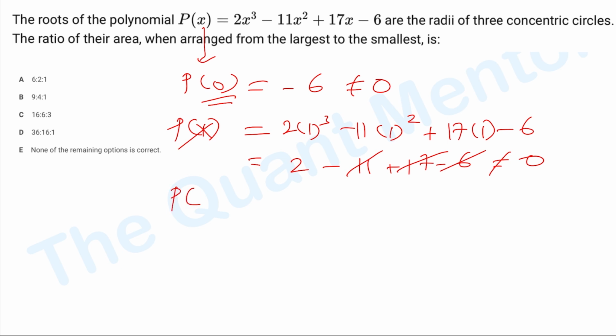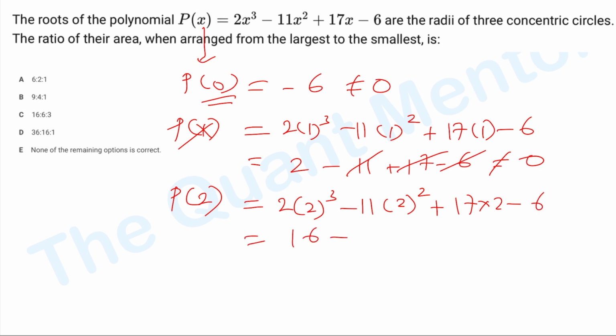Let's try by putting x as 2. We'll get p of 2. P of 2 will be 2 into 2 cube minus 11 into 2 square plus 17 into 2 minus 6. 2 into 2 cube makes it 16. 11 into 2 square makes it 44. 17 into 2 makes it 34 minus 6. This is 16 plus 34, 50, minus 44 minus 6 is again 50. 50 minus 50 is 0. Yes, if p of 2 is 0, that means x is equal to 2 is definitely one root of your polynomial. So that's how we figure out the first root of this polynomial. It's a very standard method. We have solved in several CAT questions also.